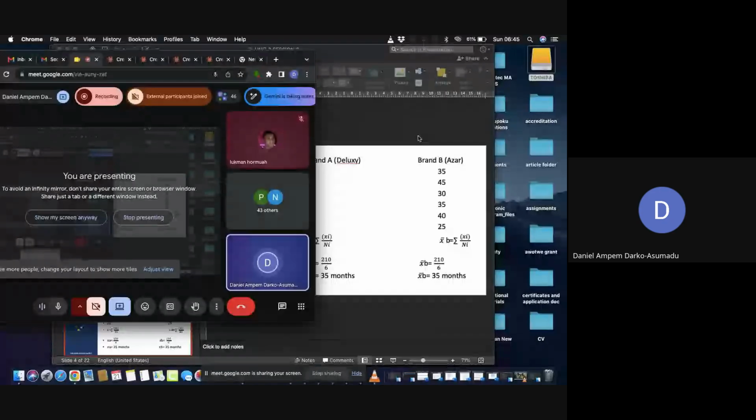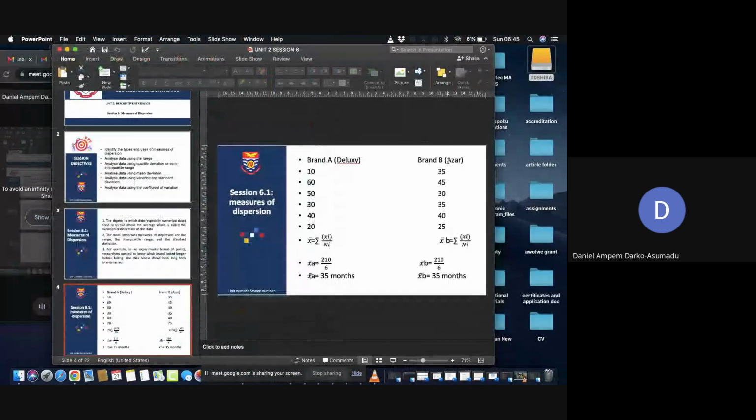Assuming you are talking about brands of paint, brand A and brand B, and you ask people questions about the durability of the brand. Some are saying 10 months, 60 months, 50 months, 30 months, 40 months, 20 months for brand A. Others are saying brand B is 35, 45, 30, 35, 40, 25 in terms of the months they last. And you calculate the average. It is summation X over N, where you add these values divided by the number of observations, which is 6. So you add all this, 210 over 6. It gives you 35 months.